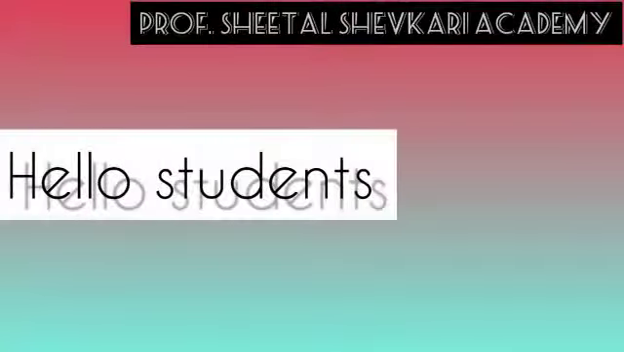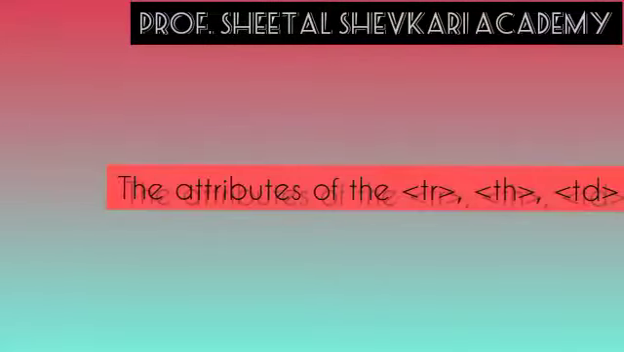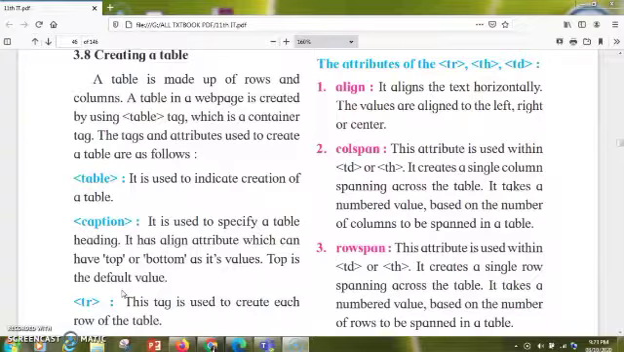Hello students, in this video we are going to study about the attributes of tr tag, th tag and td tag. We have already studied how we can give alignments inside the table. So now in this video we are going to study about the column span and row span.